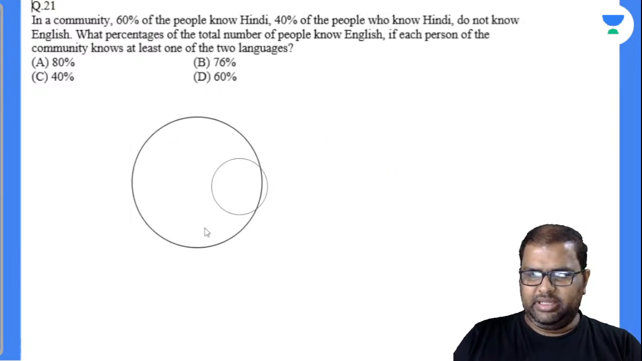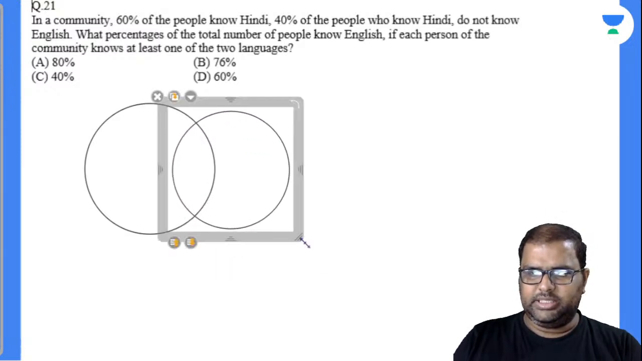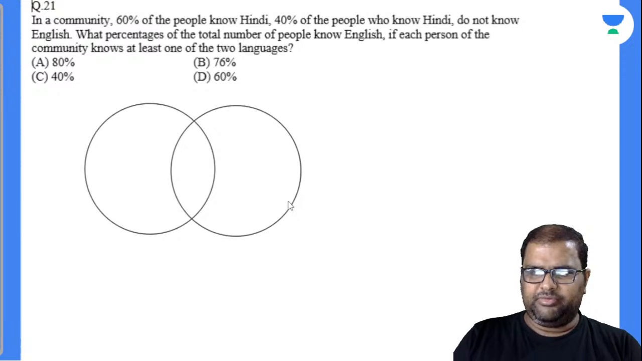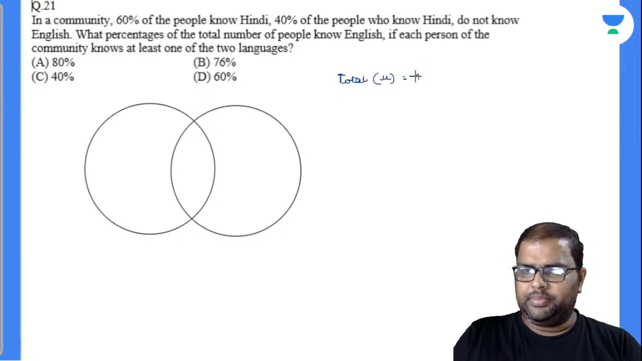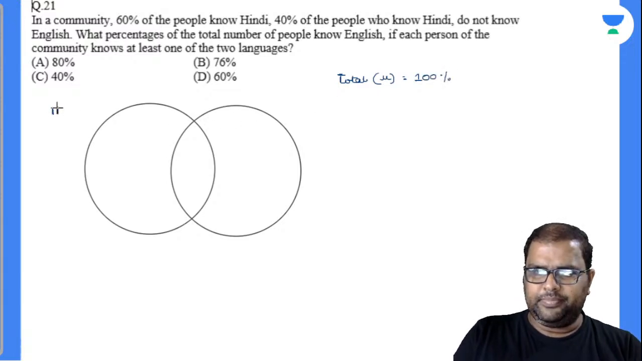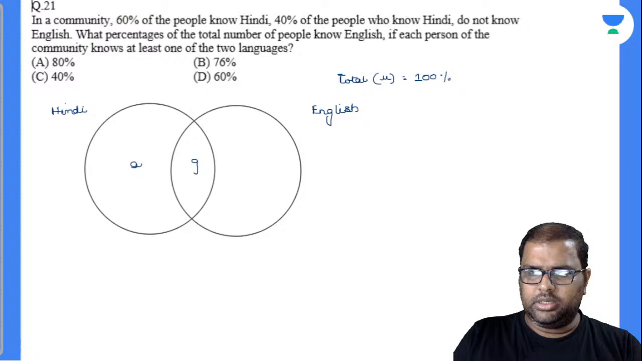In a community, everything is given in percentage. So what shall I do? I will take the total as percentage. Later on, I will change it if you are asked about numericals. Of course, you are not asked in numericals. So the total value is equal to 100%. In a community, there are two variables: the persons who speak Hindi and the persons who speak English. So A, G, B.